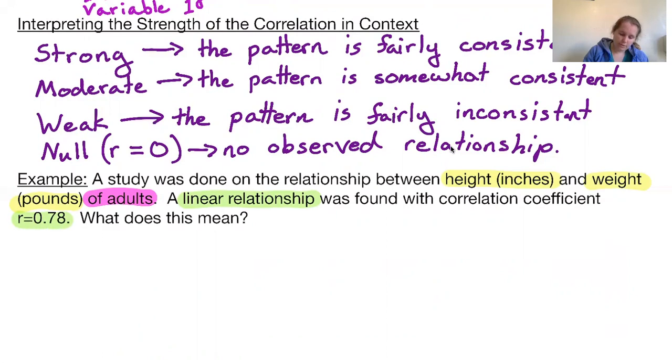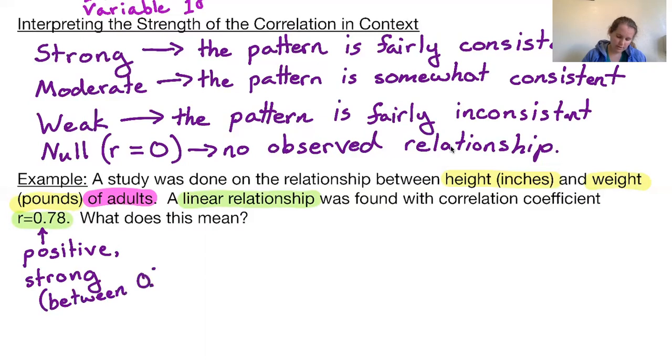So just looking at the correlation coefficient, R equals 0.78. This is positive. And 0.78 we classified as strong. Right? It's between 0.7 and 1. So we have a positive, strong linear relationship between height and weight of adults. So that's one sentence we can write.